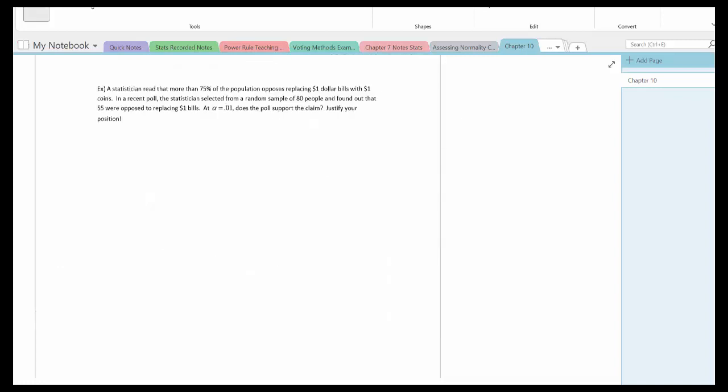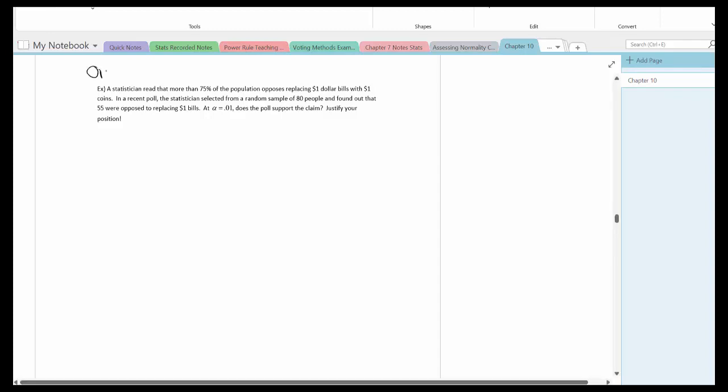Okay, let's take a look at the next example. A statistician read that more than 75% of the population opposes replacing $1 bills with $1 coins. In a recent poll, the statistician selected a random sample of 80 people and found out that 55 were opposed to replacing the $1 bill. At alpha equal to 0.01, does the poll support the claim? Justify your position. So again, what do we have here?